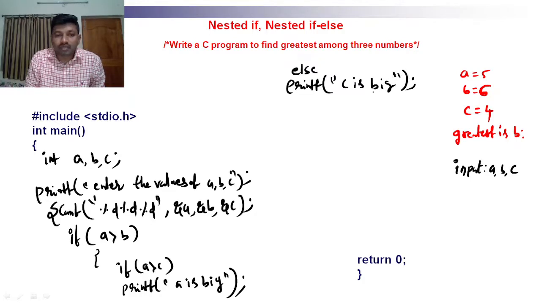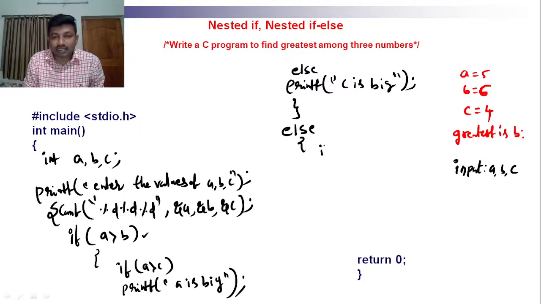Let me close this if. So this is for this if. Close is for. So in fact, A greater than B itself is false. What does it mean? It means B is greater than A, then only we come to this else.